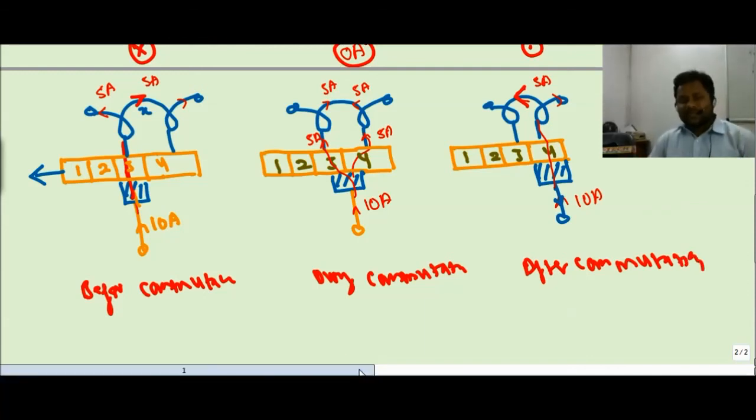This is the basic concept regarding the commutation process: the current is flowing in the one coil. When it crosses the brush axis, the direction of the current in the coil should be reversed. That we have to understand. But practically it is not possible. We are not reversing the current 100%. Practically it is not possible.